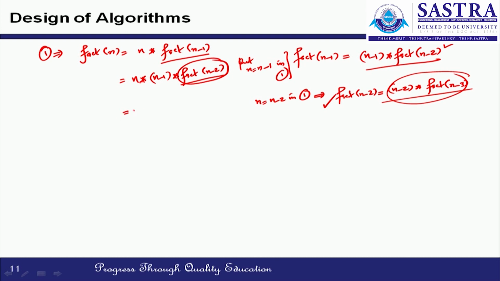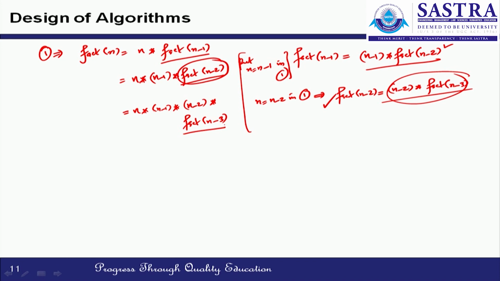Now the equation becomes n into n minus 1 into n minus 2 into fact of n minus 3. Similarly, we can find the value of fact of n minus 3.